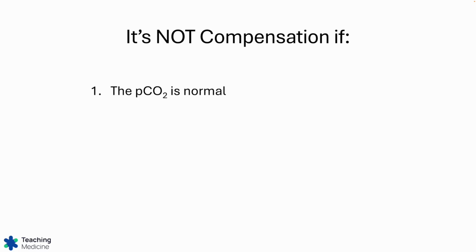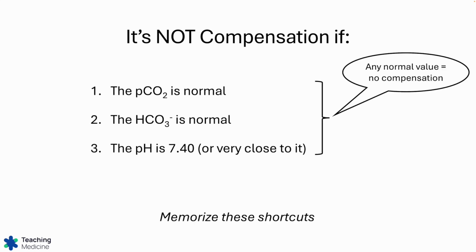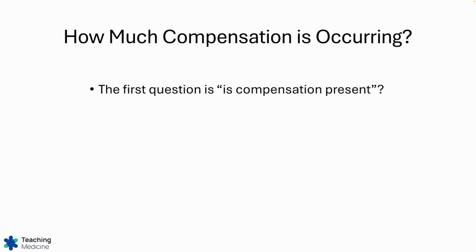You don't have compensation if the PCO2 is normal, the bicarb is normal, or the pH is 7.40 or very close to it. In other words, any normal value means there's no compensation. And it'll be helpful for you to memorize these shortcuts as well.